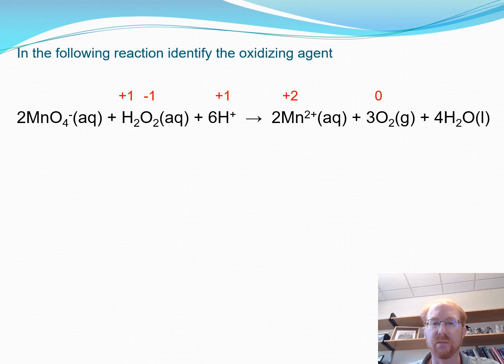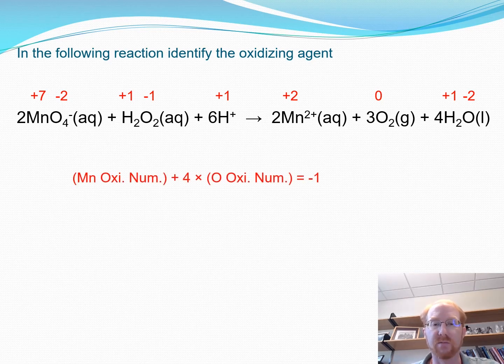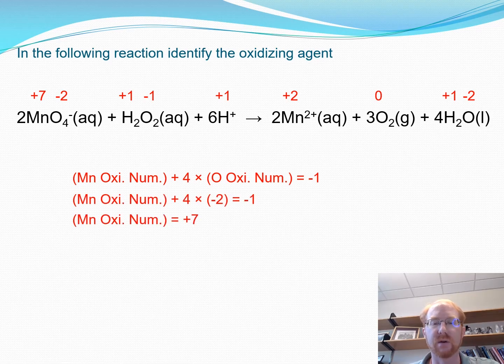On the product side, water, that's really straightforward. Hydrogen is +1, oxygen is -2. For the permanganate ion, each oxygen is -2. I have 4 of those, so for a -8 total, it's a -1 anion, so that means the manganese is +7. So if you don't follow that, let's just go through the procedure like we've been doing. So our manganese oxidation number plus 4 times our oxygen oxidation number equals our polyatomic ion charge of -1. Manganese oxidation number plus 4 times -2. Clearly manganese needs to be +7.